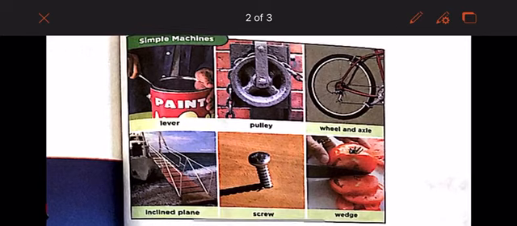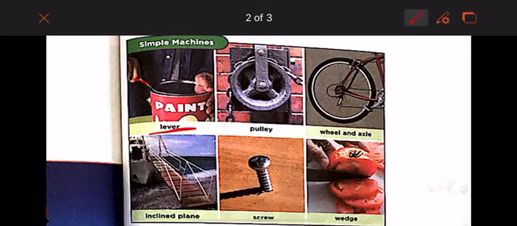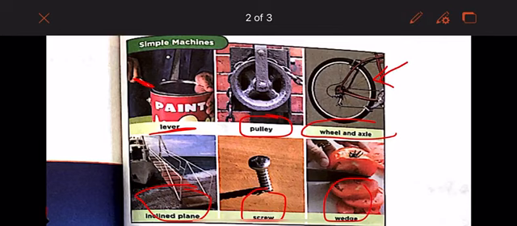Okay, so we have lever, pulley, wheel and axle. Remember when we did the STEM project, when we did the wheel and the axle, the one that you could use to blow bubbles, right? We used wheel and axle. Then inclined plane, screw, and wedge. We're going to learn more about them.